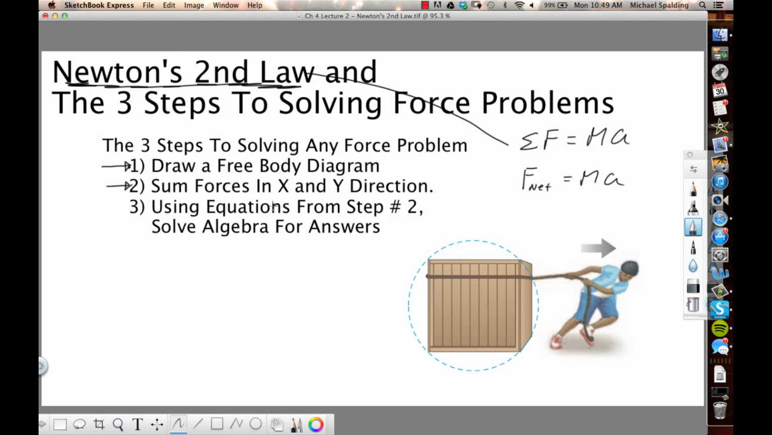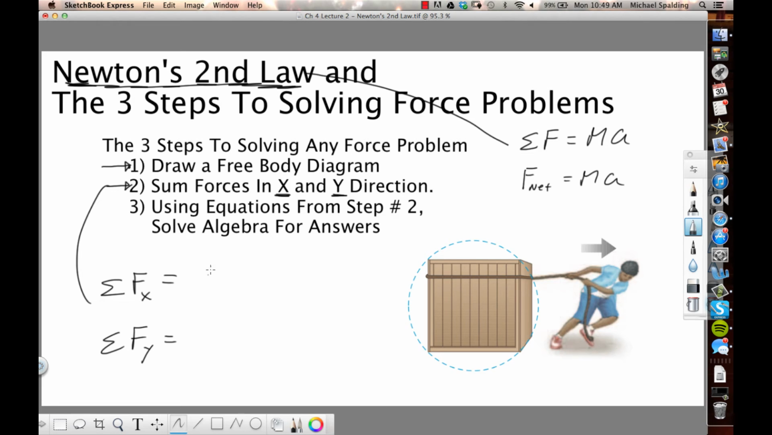So again, just like we did last chapter with projectile motion, how are we treating the x direction and the y direction? Separately. They're completely separate, so you've got to deal with them separately. So here's how this is going to look. For step number 2, you're going to sum forces in x, and sum forces in y.